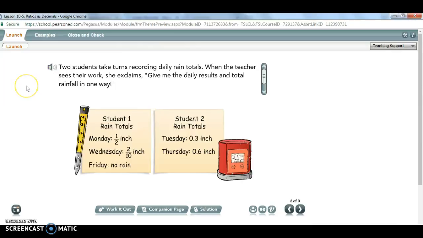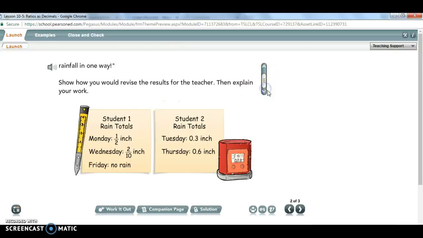Two students take turns recording daily rain totals. When the teacher sees their work, she exclaims, "Give me the daily results and total rainfall in one way." Show how you would revise the results for the teacher. Then explain your work.